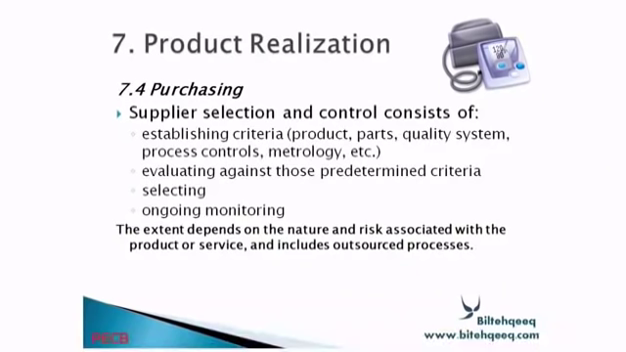The next clause is related to purchasing. It is the same as ISO 9000, even the clause number is the same, 7.4. Purchasing, supplier selection and control consists of establishing criteria for parts, quality, system, process, control, methodology, etc., evaluating against those predetermined criteria, selecting, and ongoing monitoring. The extent depends on the nature and the risk associated with the product or services and includes outsourced processes.